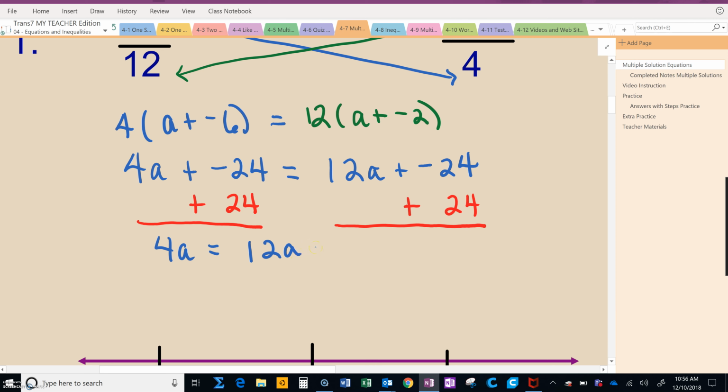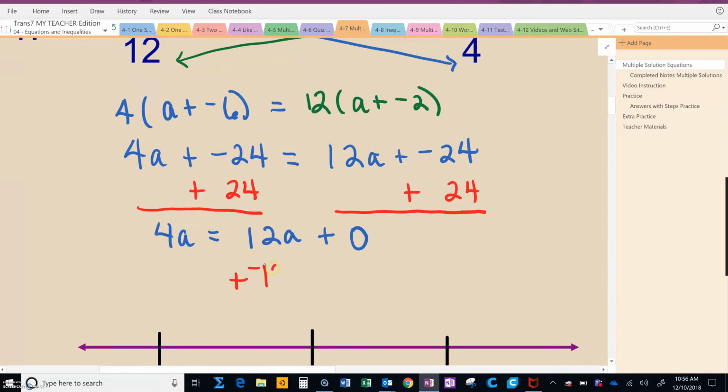And I can leave this as 12a or I can put plus 0. I'm going to put a plus 0 just to help me visualize my constant. So my constant is 0. Now I'm going to add the opposite of positive 12a to both sides because I want to bring all of my variables to the left.